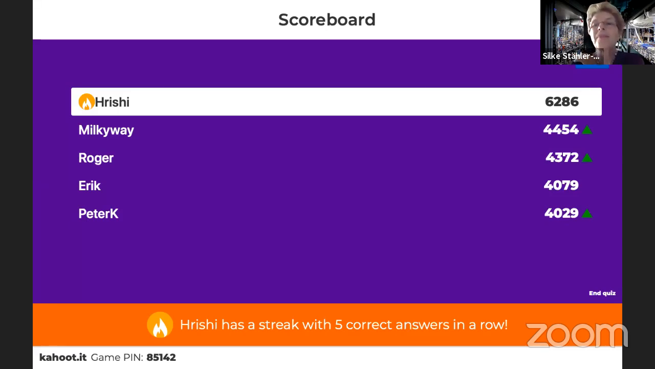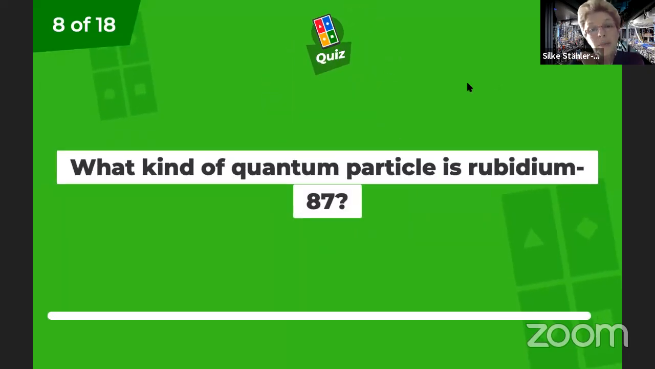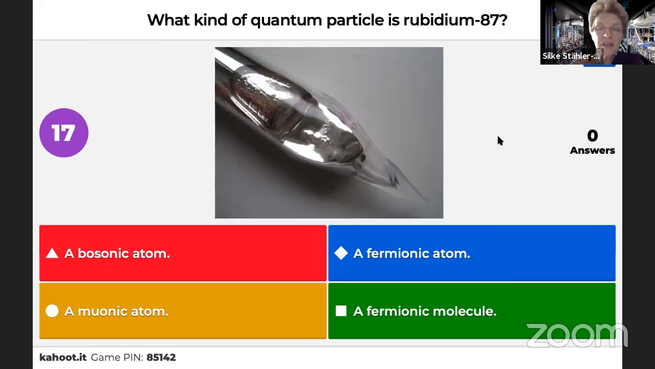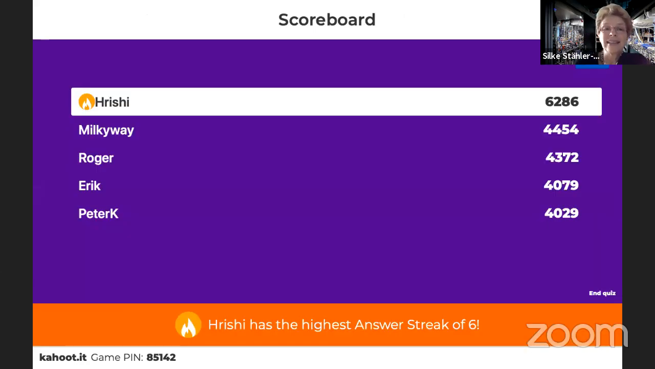So, what kind of quantum particle is rubidium-87? So if you don't have a clue, just hit one of the buttons. But if you watched the lab tours last week, you will know it. Okay, many people were wrong, I'm sorry. The right answer was a bosonic atom. Okay, the ranking is the same.